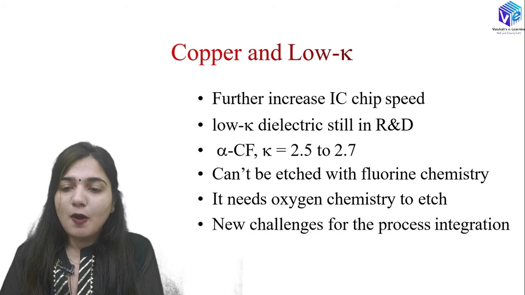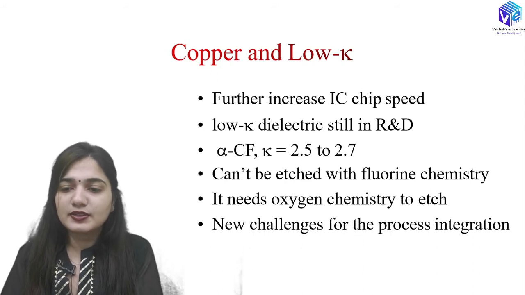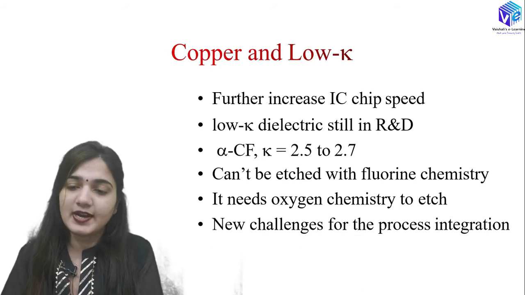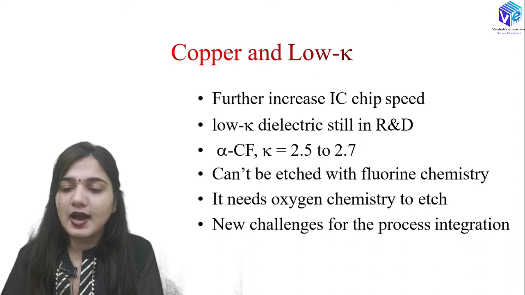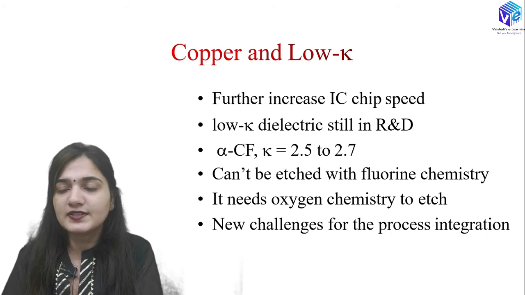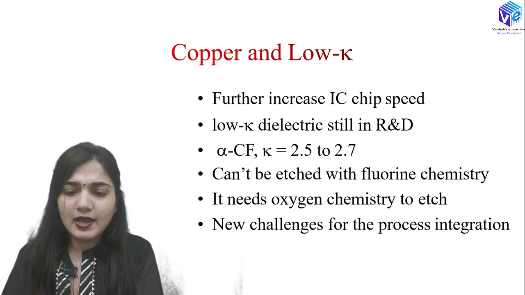Now coming to copper and the low dielectric constant dielectric material. Whenever I use a low dielectric constant material with copper, it is going to further increase the IC chip speed, right? Low dielectric constant dielectric material is still in R&D. We can use alpha CF, which has a dielectric constant of 2.5 to 2.7, which is low, and this can be preferred over here. It cannot be etched with the fluorine chemistry, and this is the disadvantage. It needs the oxygen chemistry to etch out the alpha CF.